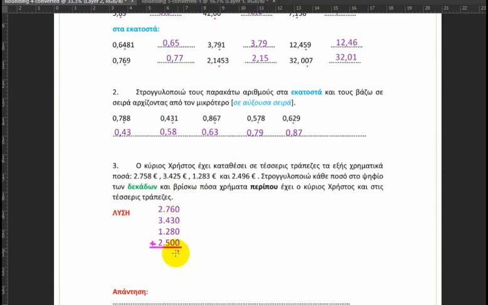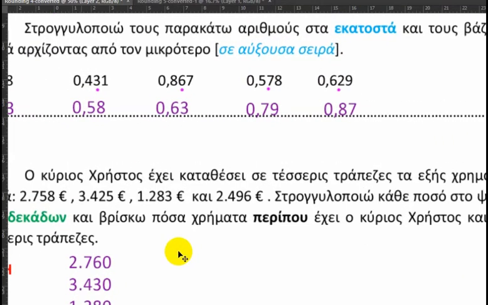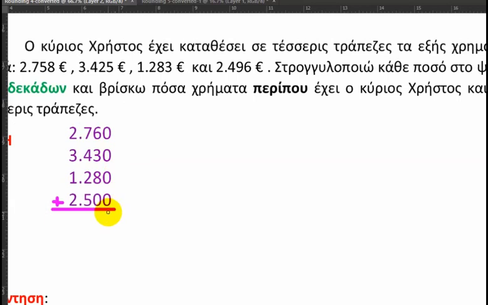So zeros will give us 0. And 6 and actually, you know what? I'll just write it. But I will zoom in a little. The zeros will give us 0. Then 6 and 3 and 8 will give us 17. So write 7 and carry 1.